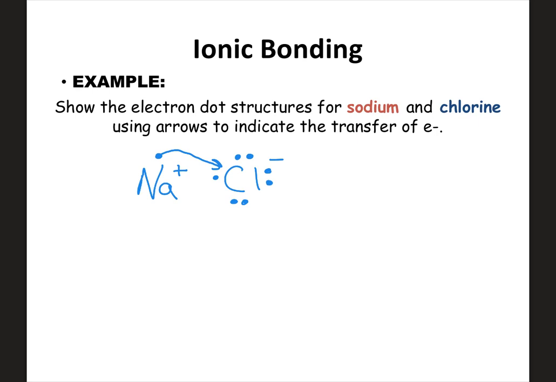Sodium has lost the electron that he wanted to lose. Chlorine gained the electron that he wanted to gain. So everybody in this picture is good. So the last thing you would do is you'd write the formula unit for the compound that forms.